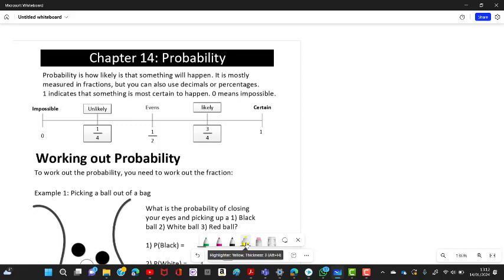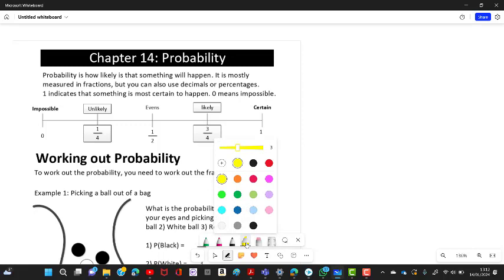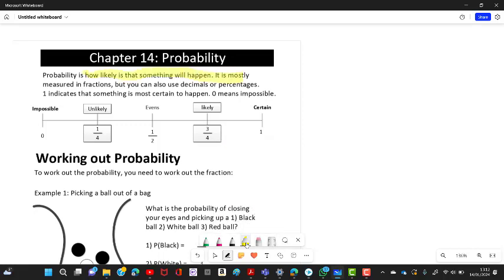Probability means how likely something will happen. So if you're taking notes, please write this down in your notebook. How likely something is to happen, and you can measure probability either as a fraction, or as a decimal, or as a percentage. The thing you have to know is that a probability of zero means it's impossible for it to happen.